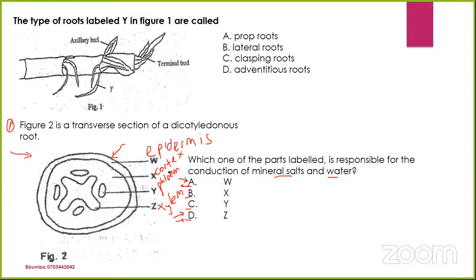Cortex is made up of many parenchyma cells and is majorly for storage of food, even packing and filling up space. And then epidermis is the outer cover which protects the inner parts of the root. Okay, I think that is clear.